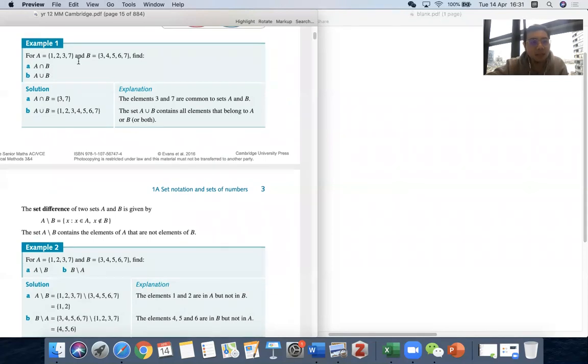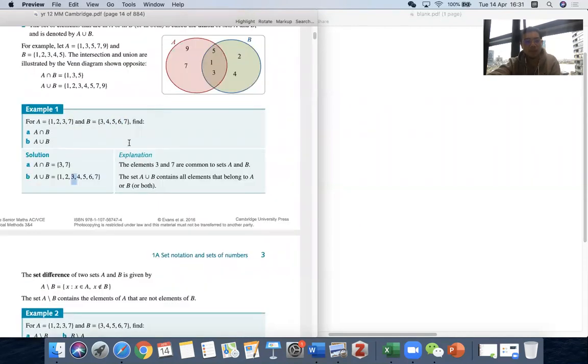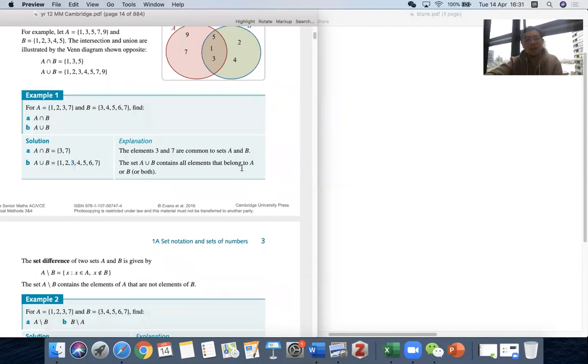Then you can ask, come on, we have two threes, why don't we just write one? Because it's the basic rule for sets: we never repeat elements in a set. If we have two threes, we only write one 3 down. If we have two sevens, we only write one 7. The same thing applies here. So no repeated elements.